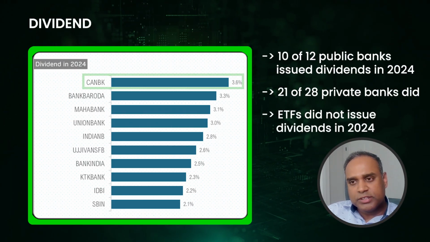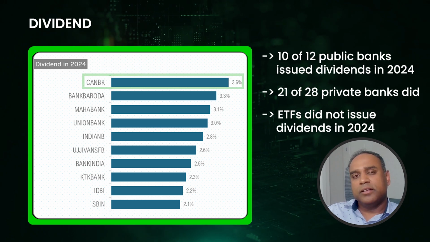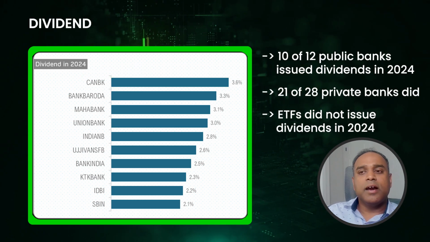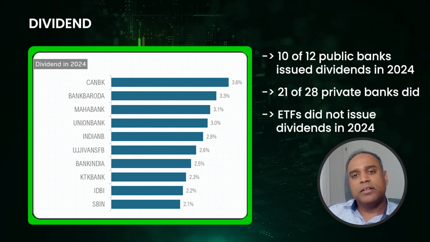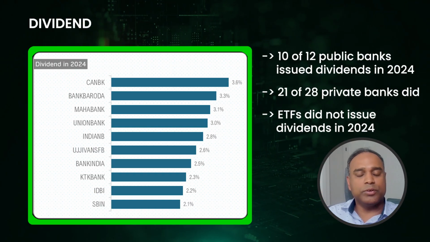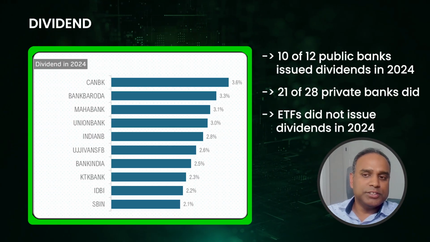Now, how do I come up with this number 3.6% for Canara Bank? So I look at the dividend issued per share by the Canara Bank, and then I divide it by the price of a single share of Canara Bank at the beginning of 2024, as of January 1st, 2024. Now that gives me this percentage.